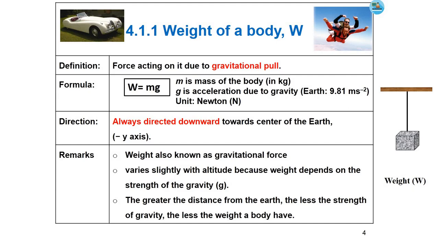Weight, also known as gravitational force, varies slightly with altitude because weight depends on the strength of gravity. The greater the distance from the earth, the less the strength of gravity, and the less the weight a body has. This means weight on the earth's surface is greater than weight on the moon's surface. Look at the picture on the right side. Which direction is its weight? The direction of its weight is downward.